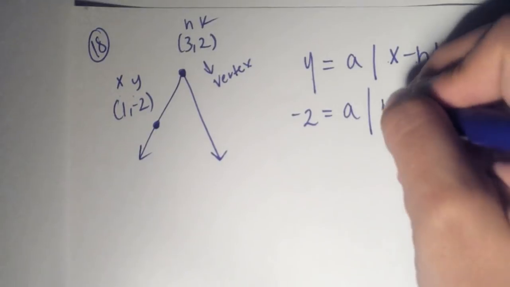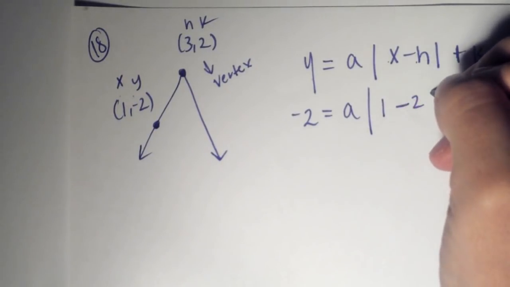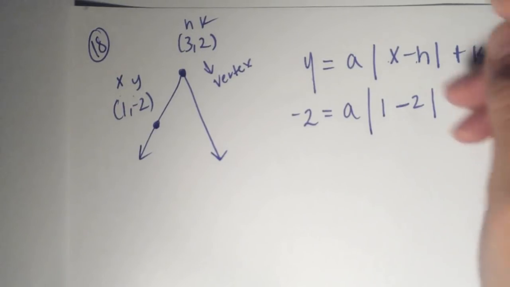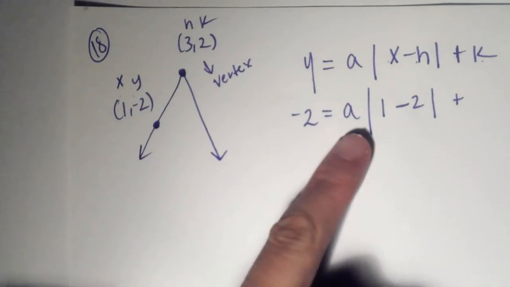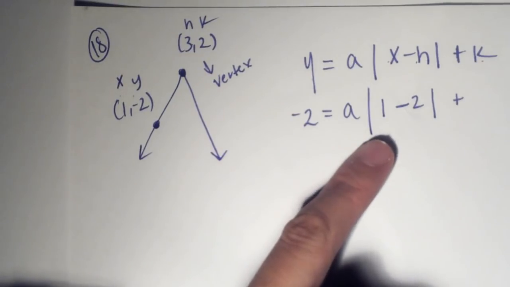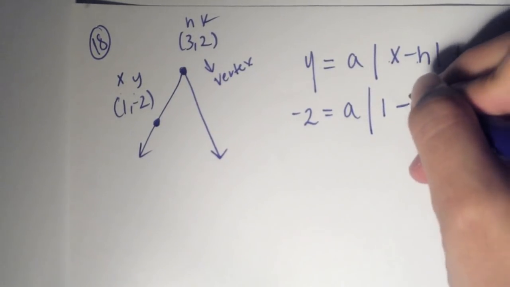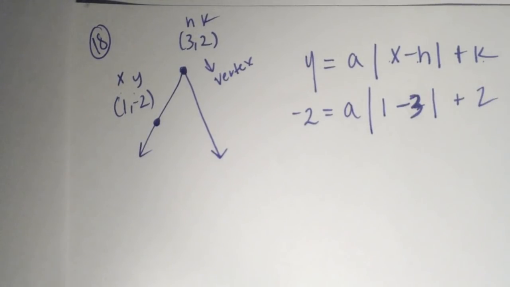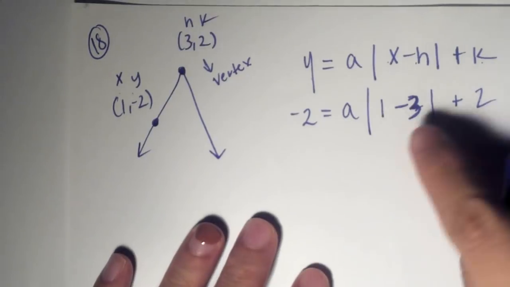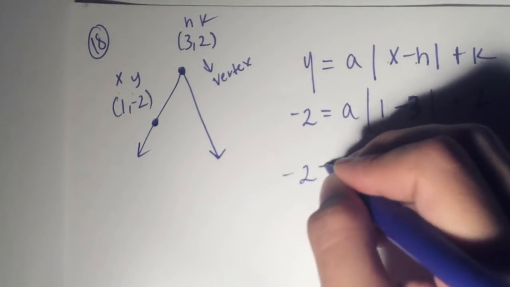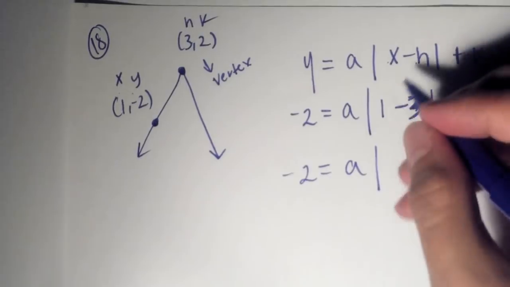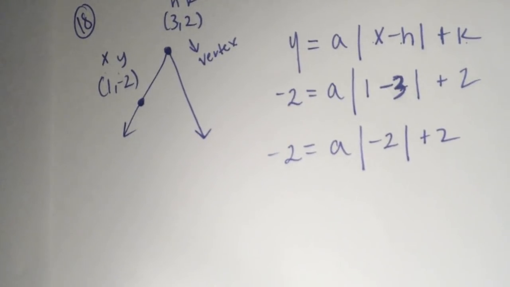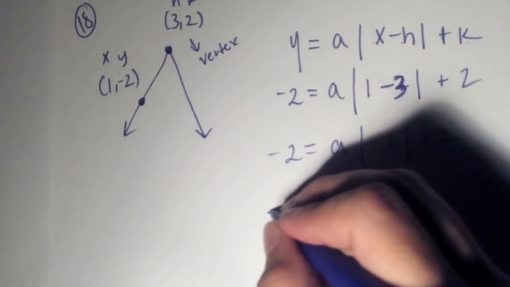So your y is negative 2. I don't know what a is. My x is 1. My h is 3, sorry, not 2, 3. There we go. And then my k is 2. So now I can just solve for a. I'm going to simplify my absolute value. 1 minus 3 is negative 2. And now it's like the evaluate problems. The absolute value of negative 2 is 2.